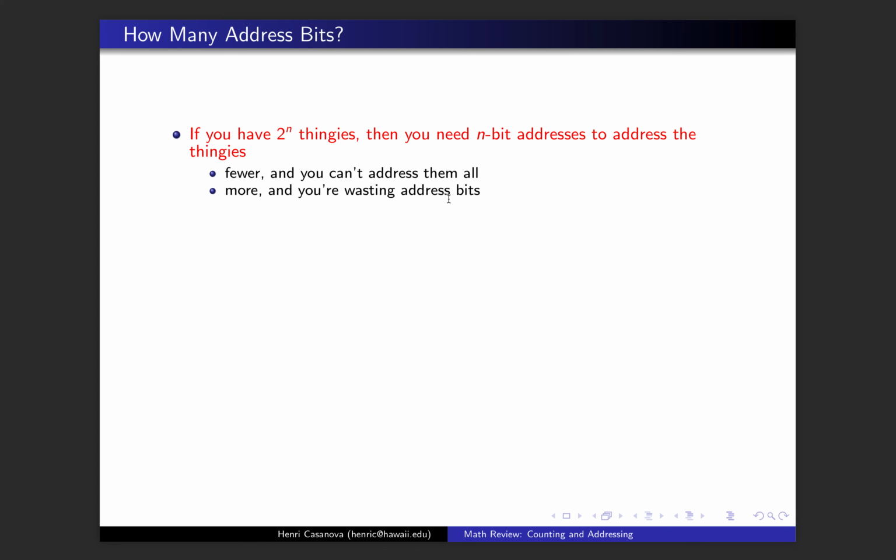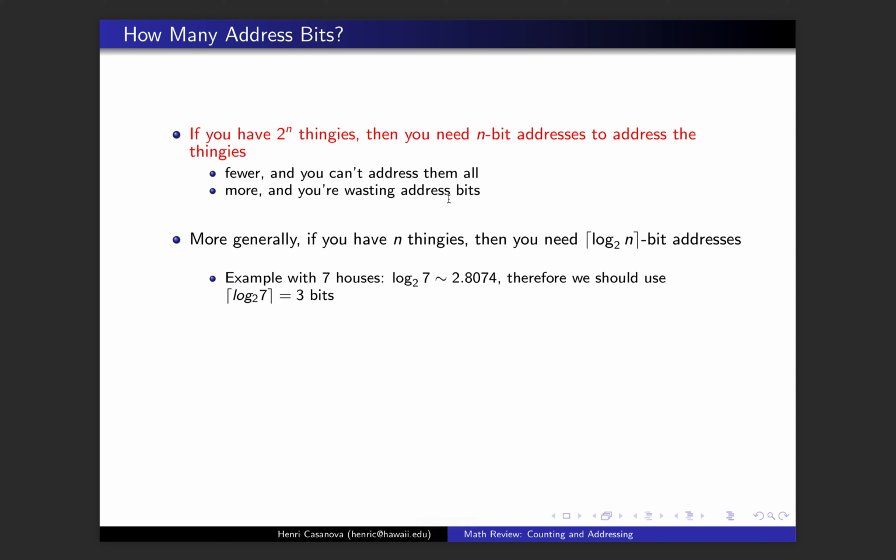And so the one thing that I keep repeating over and over during the next couple of weeks of the semester when I teach this course is always the same. If you have 2 to the n thingies, then you need n-bit addresses to address the thingies. If you have fewer bits, you can't address them all. If you have more bits, then you're wasting address bits.